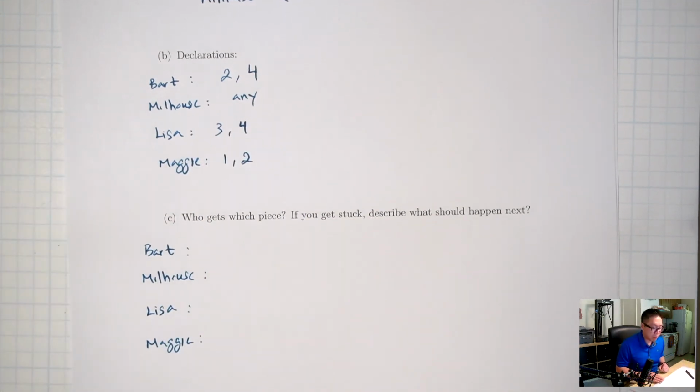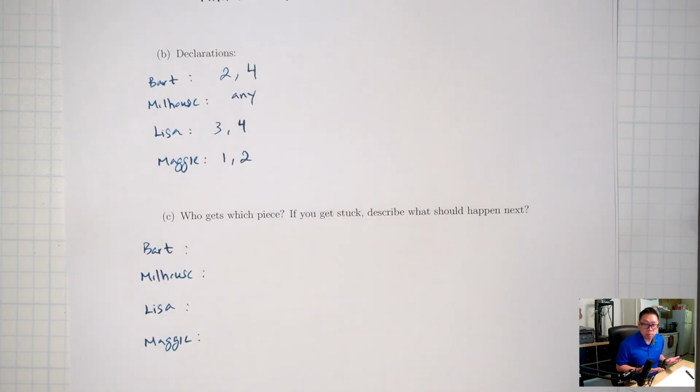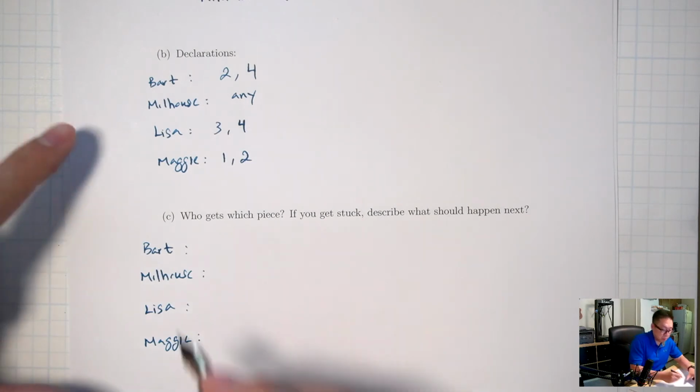Let's start with Bart. So Bart would accept piece 2 or piece 4. So give him one of those. Doesn't matter which one you give him. Pick one. Let's give him 2.